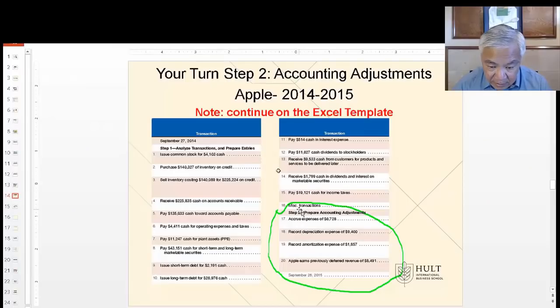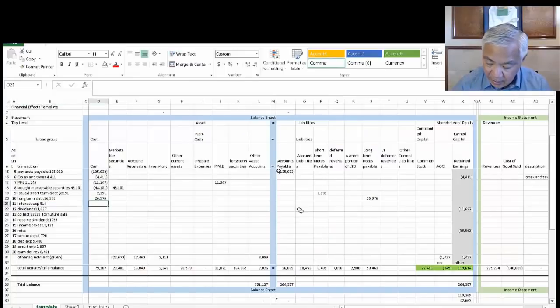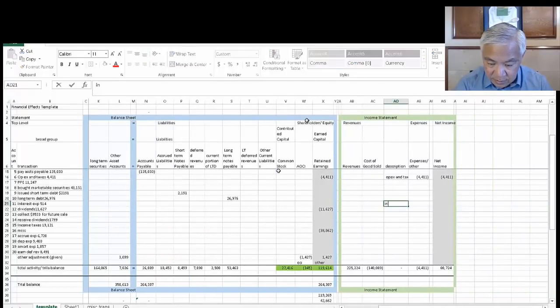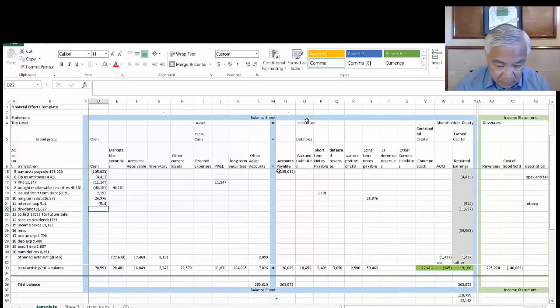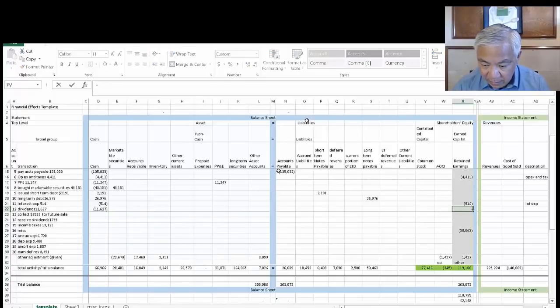Number 11 is we paid 514 in interest expense. So negative 514, cash goes down, and expenses on the income statement. So interest expense is minus 514. Next, we have dividends. That is negative 11,627. And here, oh, here it is, I already put it in, that we have dividends which reduce retained earnings by negative 11,627.